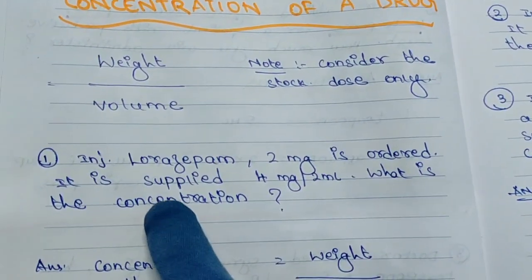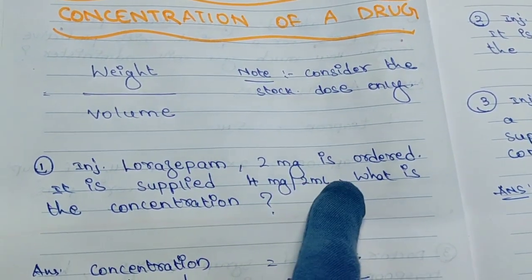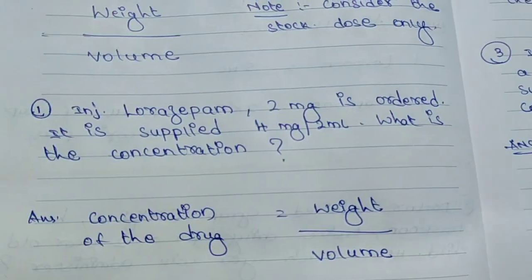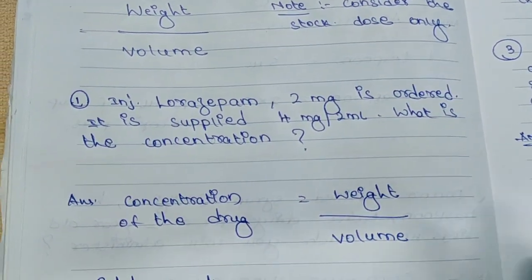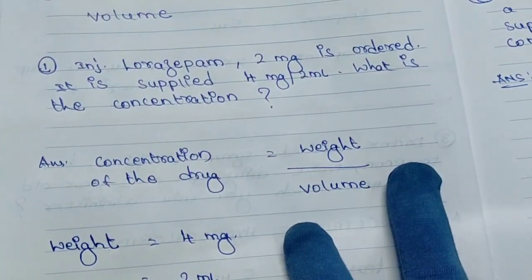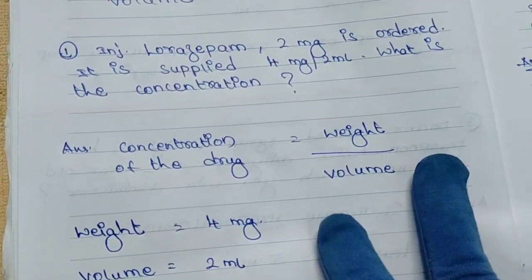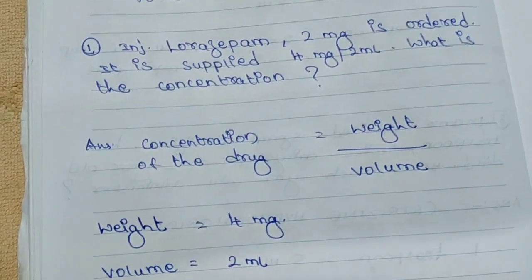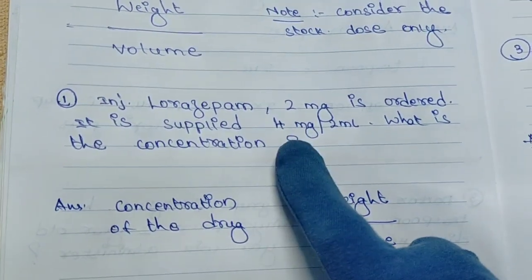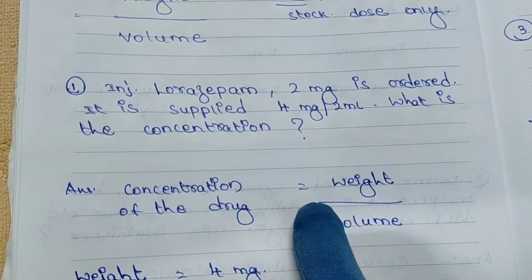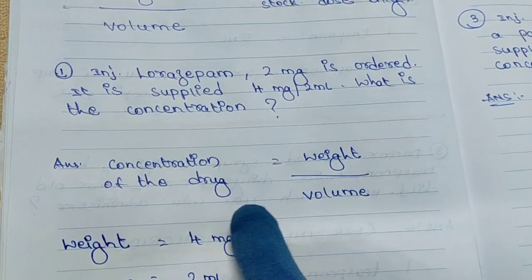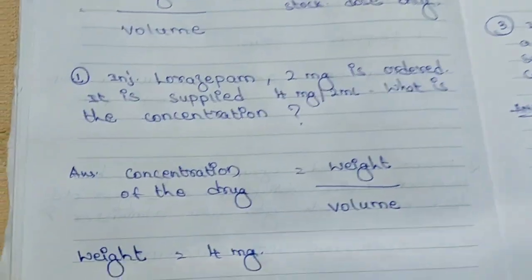Okay, let us see. Injection lorazepam 2 mg is ordered. It is supplied 4 mg per 2 ml. What is the concentration? When we get a patient who is having seizures, or the patient is not cooperating for an MRI or CT, or making the procedures difficult, then the doctor will order lorazepam. So 2 mg lorazepam is ordered here. Lorazepam in an ampule form we get 4 mg per 2 ml. So let us find the concentration, weight by volume.